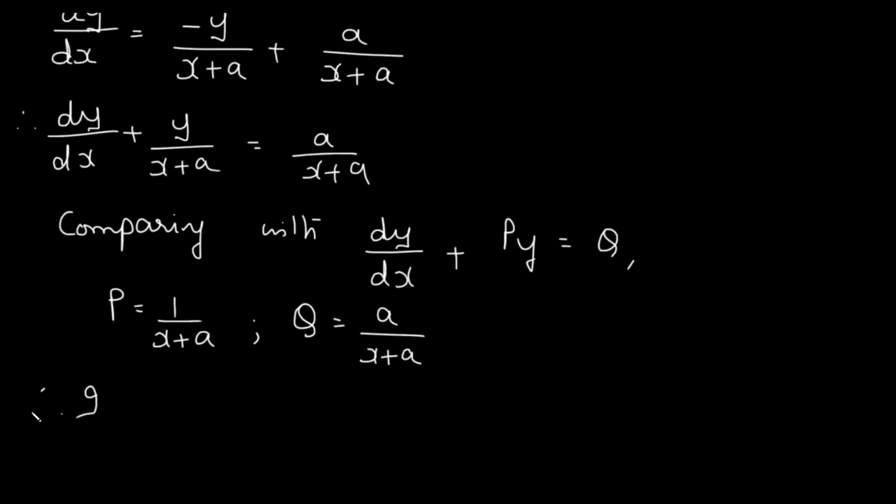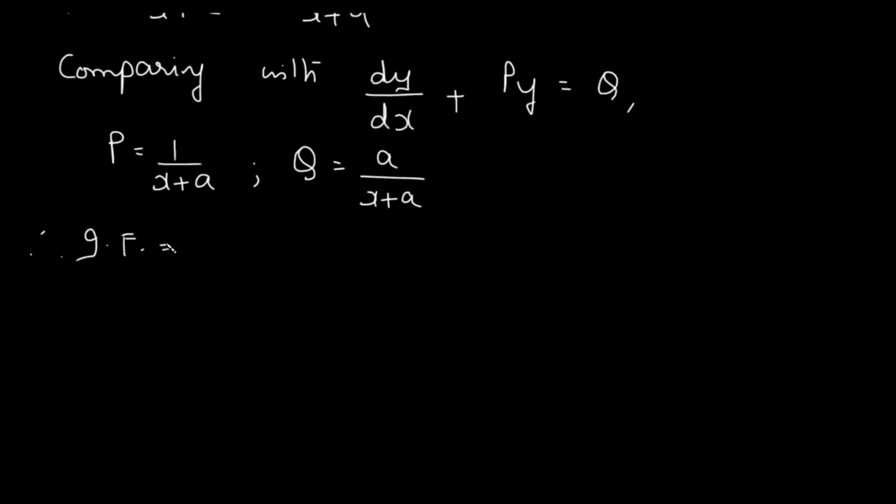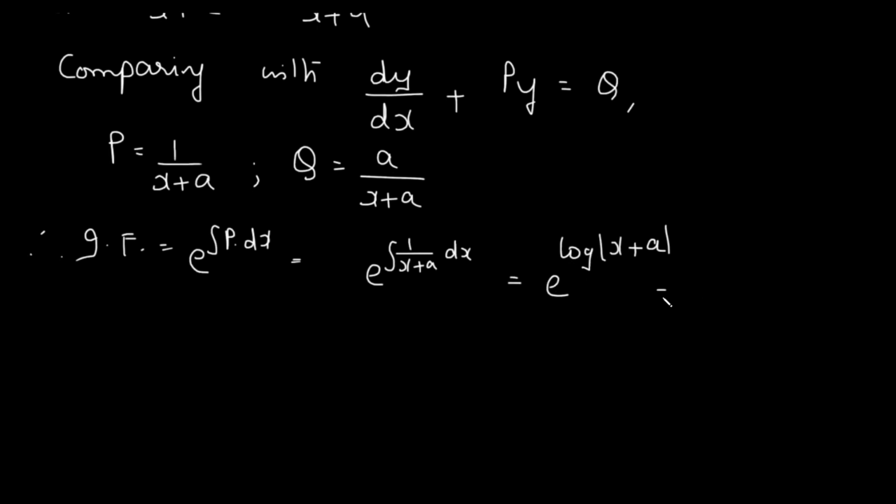And therefore our integrating factor, which is e raised to integral p dx, is e raised to integral 1 upon x plus a dx. Now the integral of 1 upon x is log x, and the integral of 1 upon x plus a is log x plus a. So we get e raised to log x plus a. What is the next step of modification? Correct. We can remove e and log over here, and the answer becomes just x plus a. So the integrating factor is x plus a.